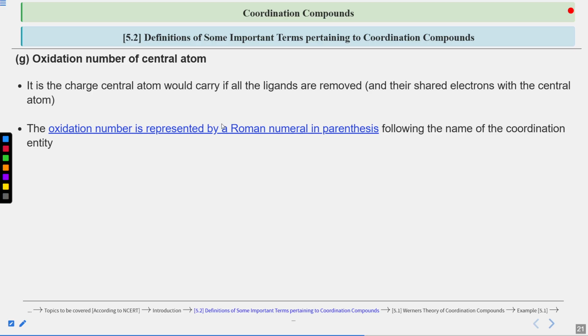Oxidation number is represented by a Roman numeral in parentheses following the name of the coordination entity. So the oxidation number is represented by a Roman numeral, not by 1, 2, 3, but by I, II, III in Roman. And after it, the coordination entity name follows. For example, in this complex copper CN 4 3-, the oxidation number of copper is +1, and it is written as copper, with the 1 in Roman numeral.